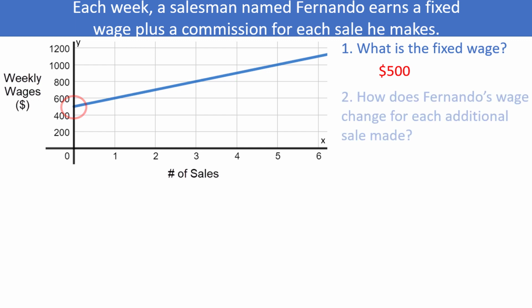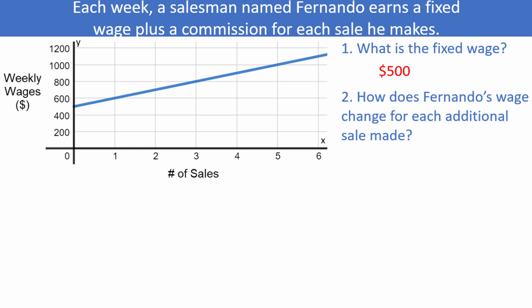Secondly, how does Fernando's wage change for each additional sale he makes? This is a fancy way of asking for what the slope is. The slope is just the rate of change, which is what this question is asking for. Let's look at 2 identifiable points on the line to find the slope.